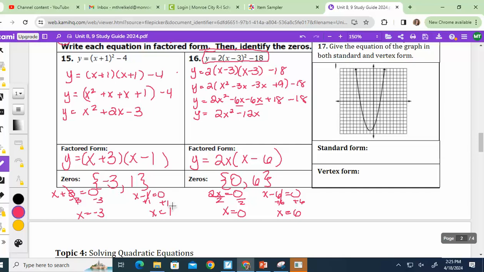Graph the original one: 2 parentheses x minus 3 squared minus 18. If you don't have your Chromebook, look over at somebody next to you. If I'm wanting to check my work, to see if I have the right zeros, what am I looking at on this graph? Where it hits the x-axis. Does that graph hit the x-axis at 0 and 6? Yes, so we did our work correctly.